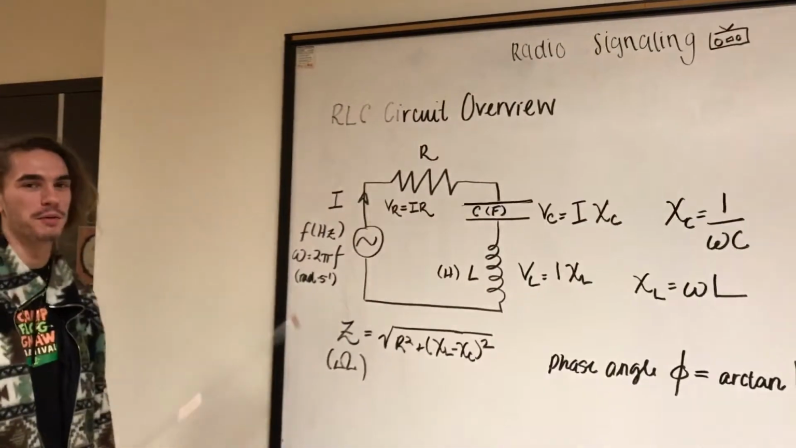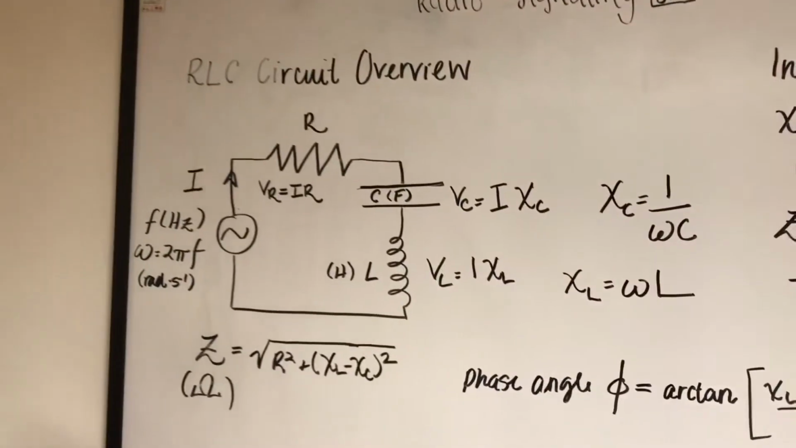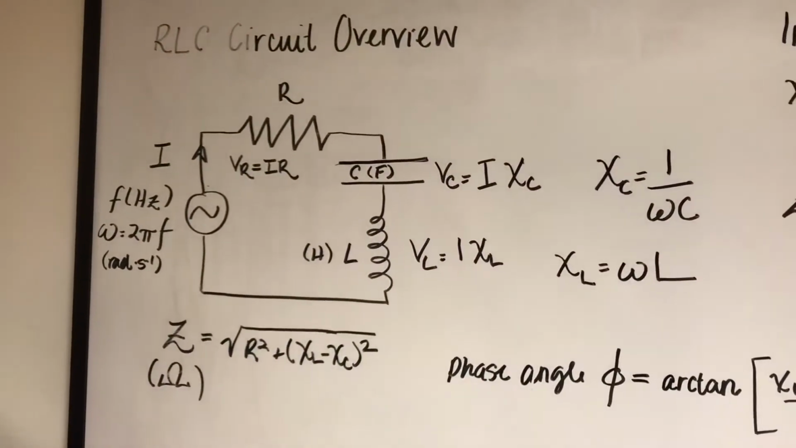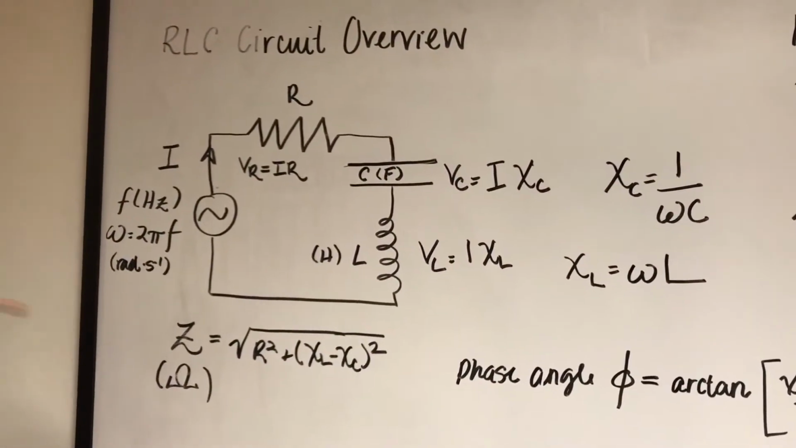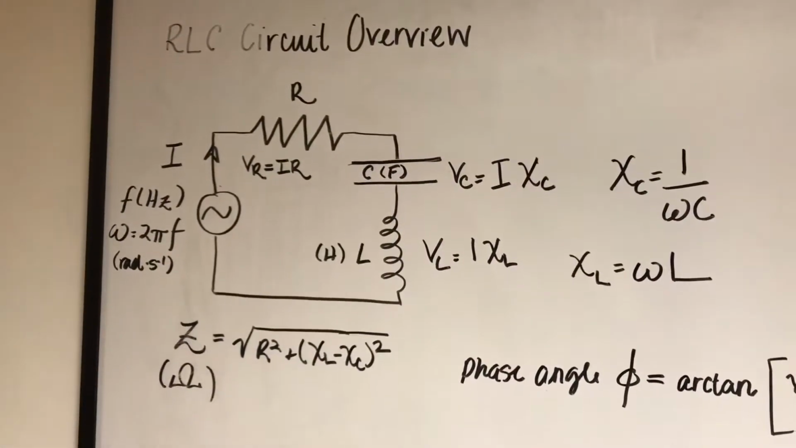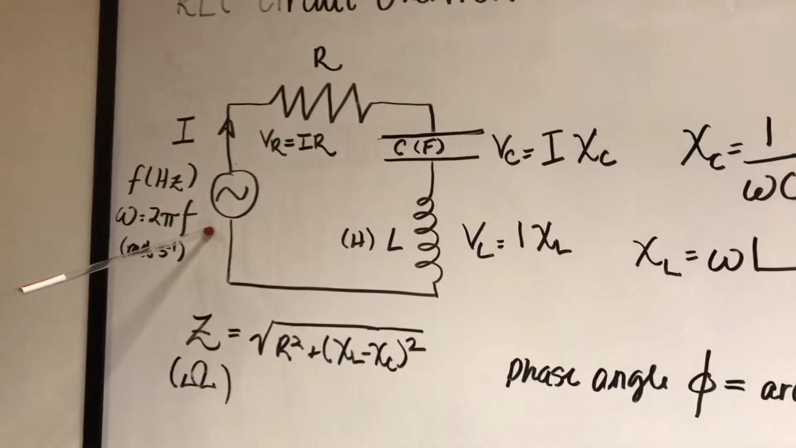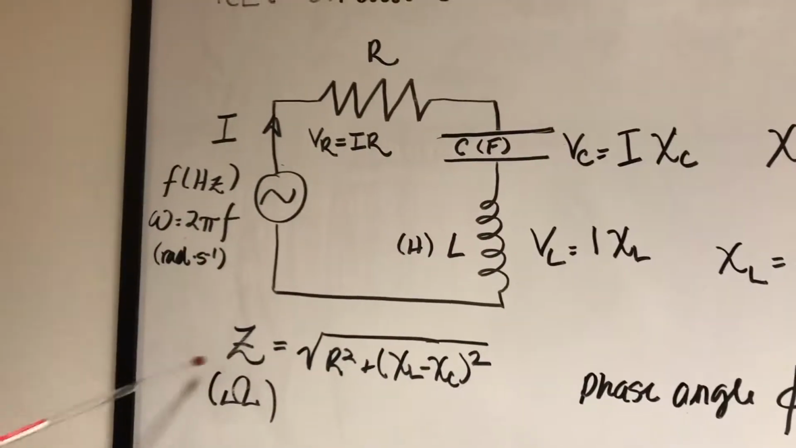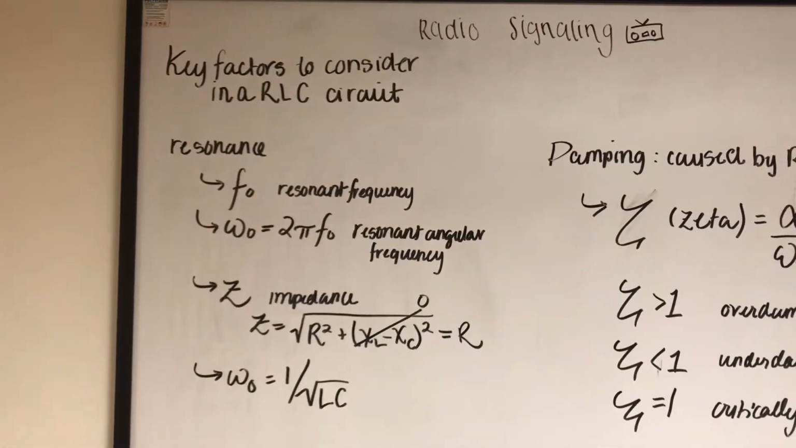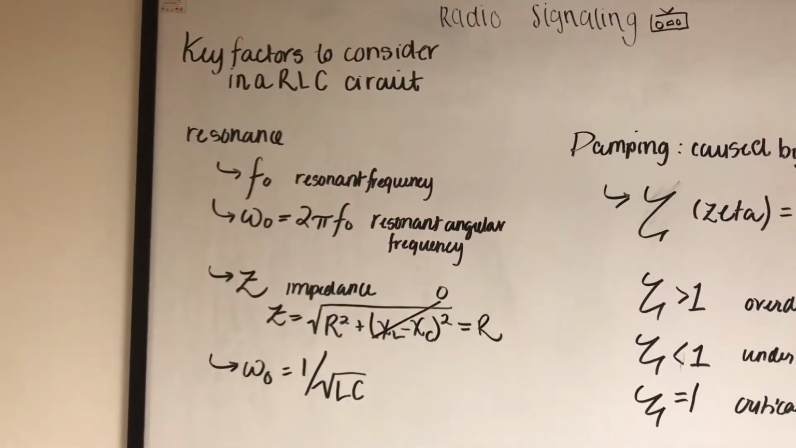First, we wanted to start with an overview of RLC circuits. As we already know, RLC circuits are comprised of a resistor, an inductor, and a capacitor, RLC, and an AC driving current or voltage across the entire system. There are several key factors to consider in an RLC circuit for radio signaling.